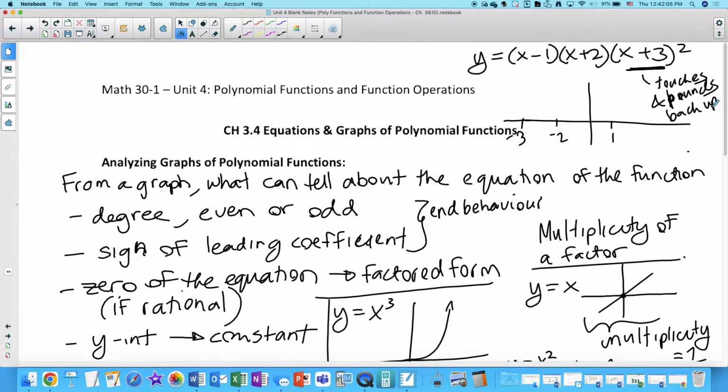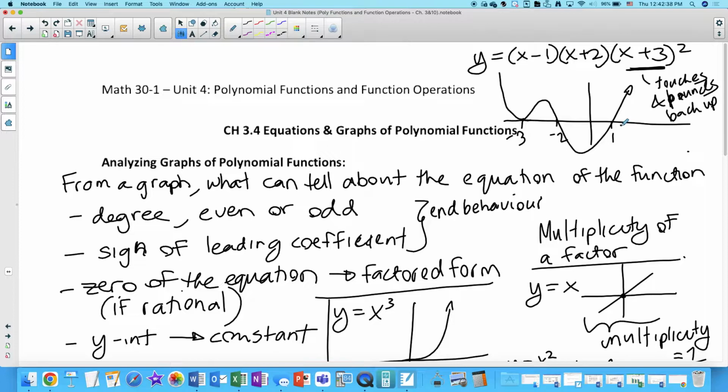So it's going to start up. It's going to touch, bounce back up. Now this is multiplicity 1, so it's going to go through. Also multiplicity 1, go through. So the multiplicity is not really the degree. It's the number of times that factor has been repeated. In the examples that I gave, yes, it was the degree because I only gave examples where there was one factor.